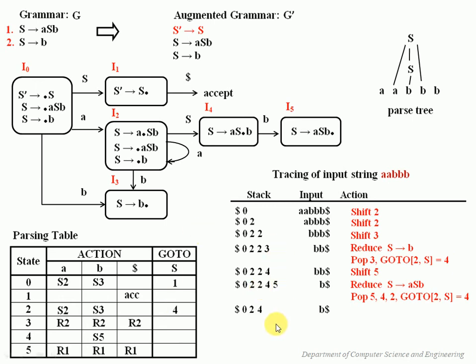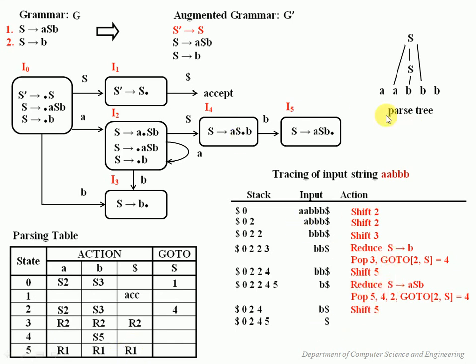Okay, now you have to check again the same thing, 4 on B, it is a shift operation that you already know. So in the shift operation, 5 has to be pushed and the input has to be advanced. That makes it 0, 2, 4, 5, and here it is dollar. Now 5 on dollar, it is R1.